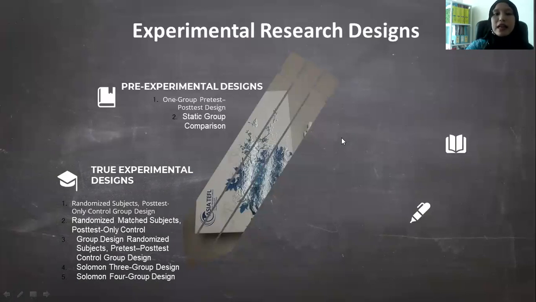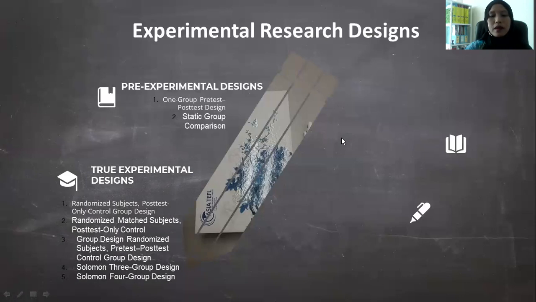And the second one is randomized matched subjects. So you randomize the subjects, match the subjects, and then use a post-test only control design. Only in the control group or control variable, you match or randomize the matched subjects. And the third one is a randomized subject, pre-test post-test control group design.